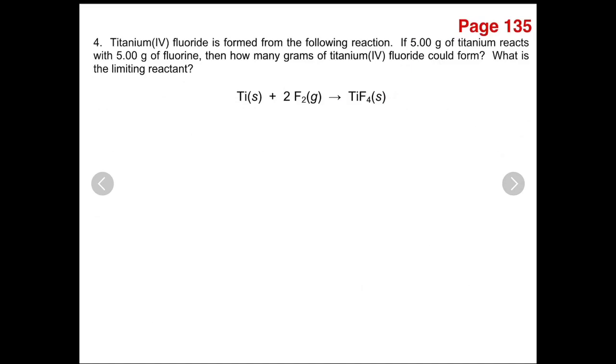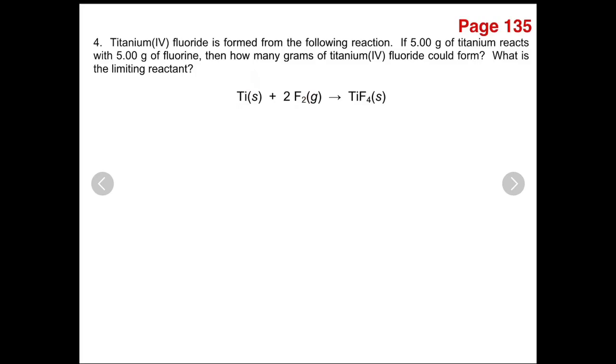All right, let's check the answer together. It's giving us the reaction between titanium and fluorine gas that produces titanium 4 fluoride. The problem gives us grams of titanium, which is a reactant, and also grams of fluorine as well. So same thing, this involves a limiting reactant. How do I know? Because the information for two of the reactants is given, not just one but both of them. So in this case, we are going to set up a calculation for both of them.